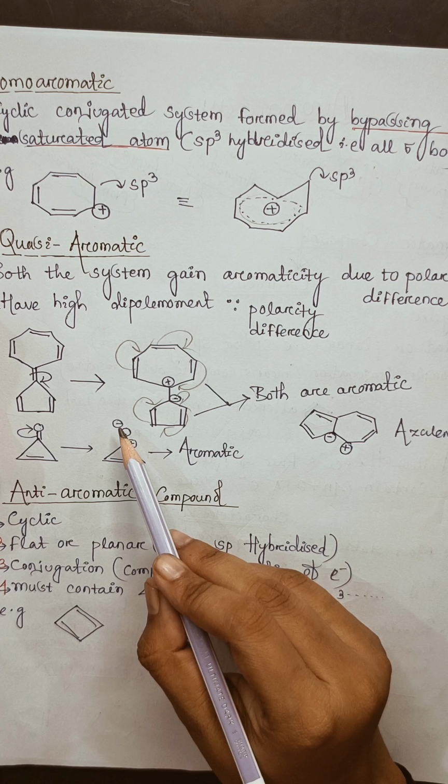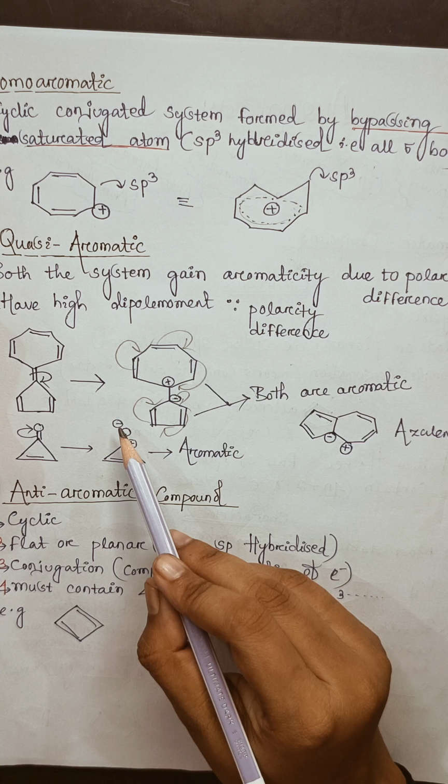First one is aromatic compound. There is certain condition for a compound to be aromatic. First one is cyclic. It must be closed ring structure. Second one is it must be flat or planar, that is sp2 hybridized or sp hybridized. Complete conjugation of electron means complete delocalization of pi electron. Conjugation means alternate single and double bonds are present in the system.